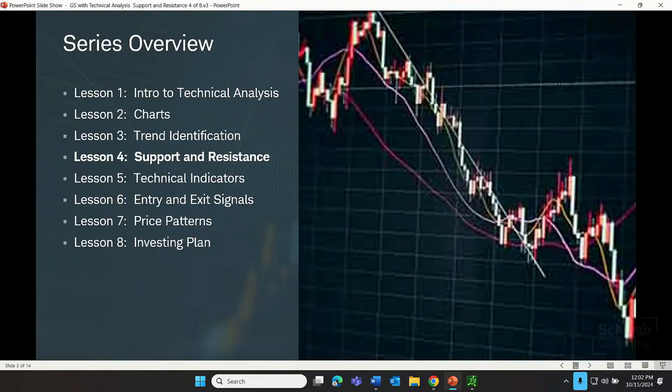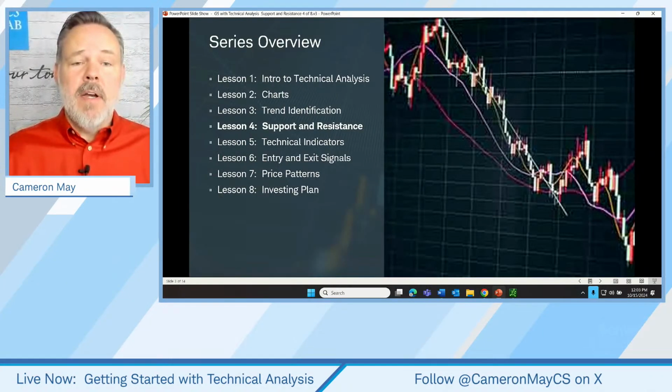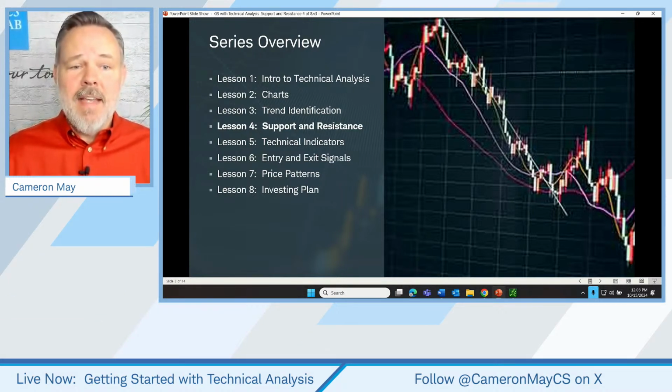All right, so here's where we've been in this series. We're on right now lesson 4, but we started with just an introduction to the discipline known as technical analysis. Then we reviewed basic charting. Finally, next up, lesson 3 was trend identification. That takes us to support and resistance, otherwise known as price floors and price ceilings.